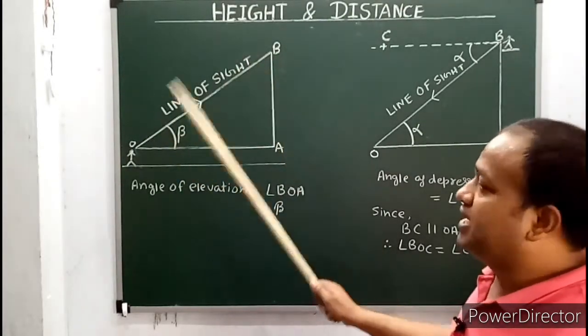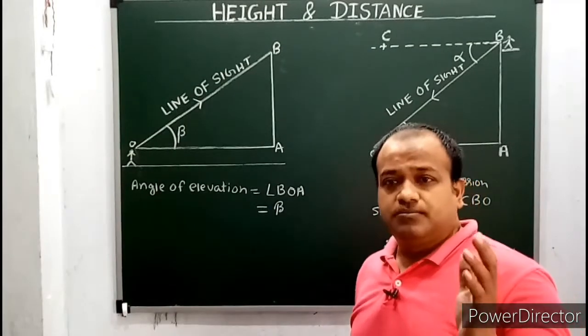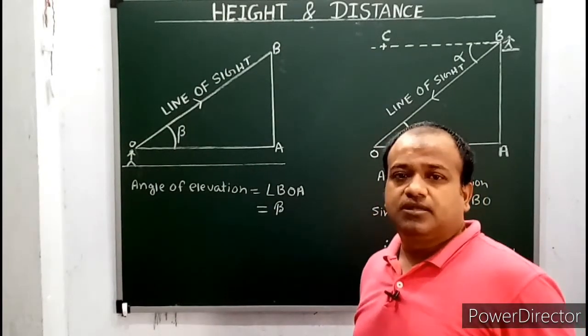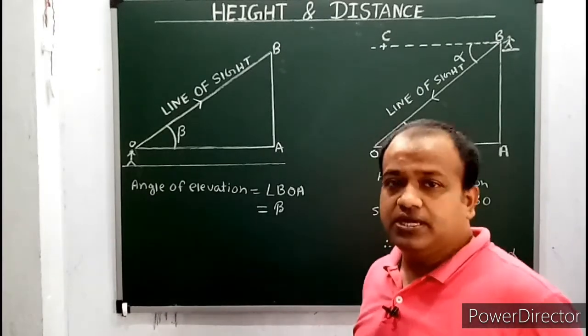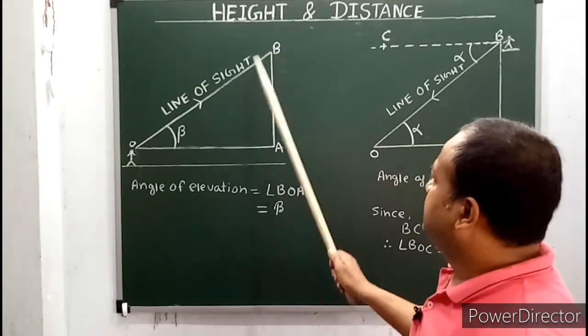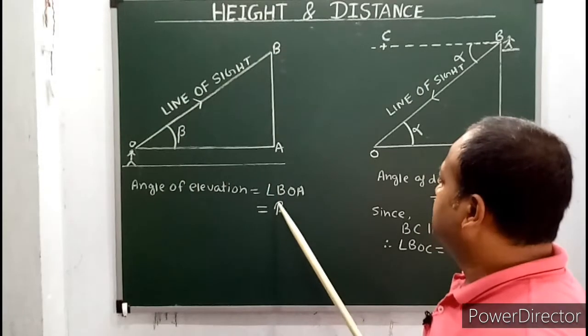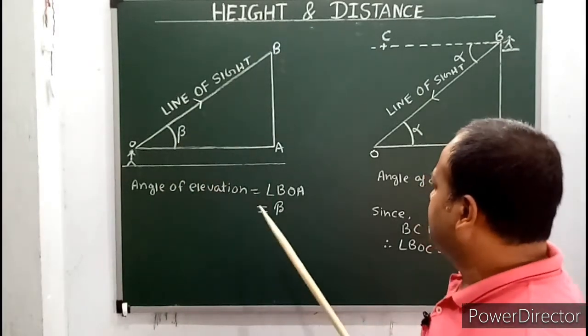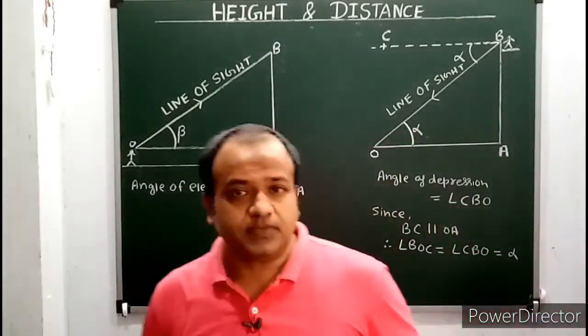So this is the case of angle of elevation, meaning when a person is looking at a certain height, the concept of angle of elevation comes into play. That is, angle BOA is called the angle of elevation. Here we have taken beta as the angle of elevation.